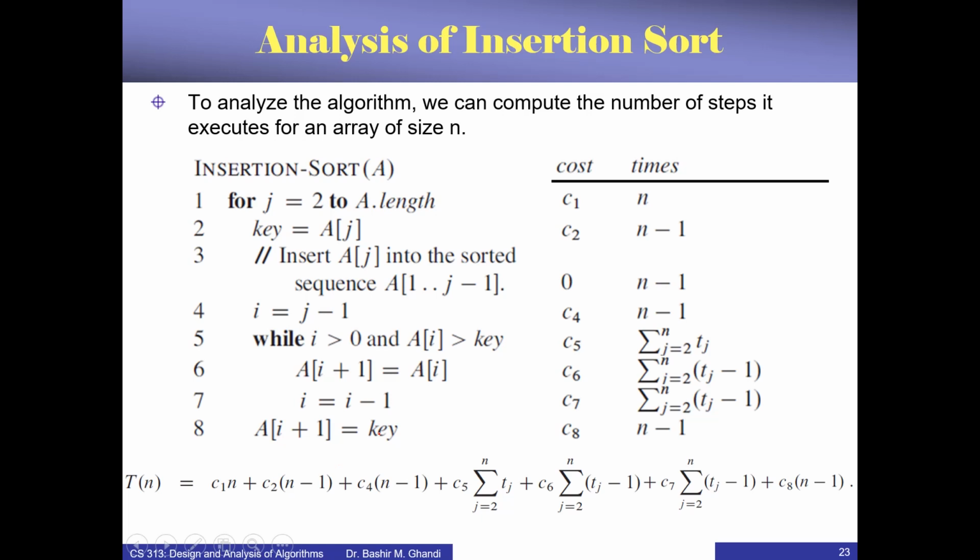But like we did in the first example, we're going to look at two different scenarios: what happens in the best case and what happens in the worst case. We may be able to find the exact values of these tj's, and therefore we'll be able to define our function completely in terms of n only, not in terms of n and tj's. Right, so that we do in the next slide.